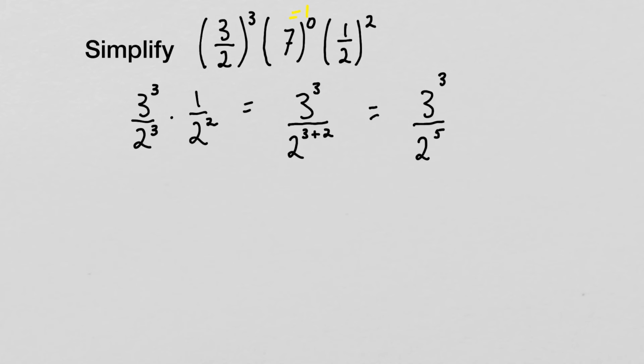Now, in case they wanted it as a regular number, you could have taken this one step further, and you could say 3 times 3 is 9 times 3 is 27. So that would be 27 over, and 2 to the power of 5. Well, that's 2 times 2 times 2 times 2 times 2, which gives you 32. So you could have ended up with either of these answers, and they would both be considered correct.